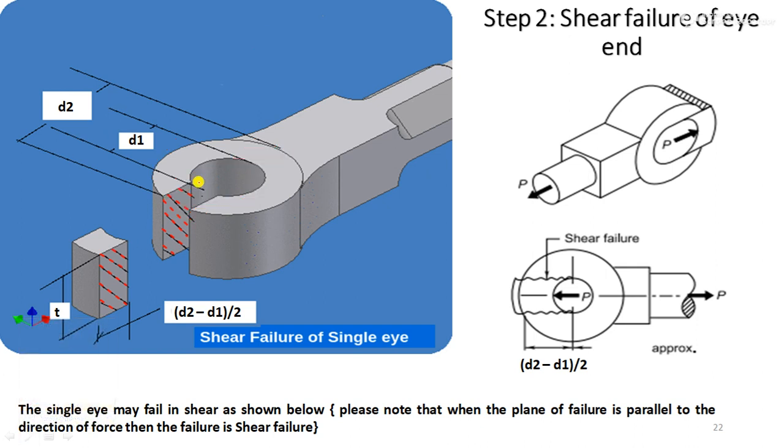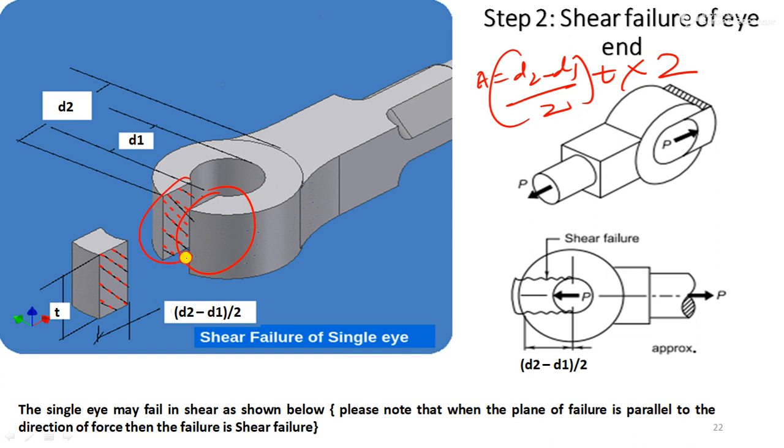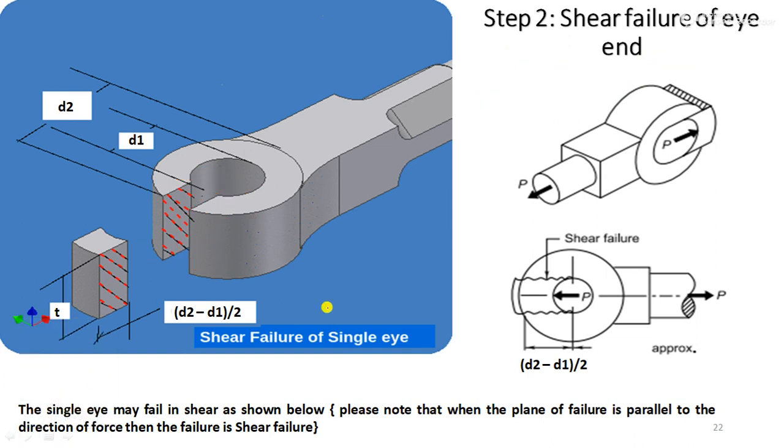I know this is slightly complicated. This plus this, forget about this hollow portion, is nothing but d2 minus d1. So I just want this half portion, d2 minus d1 by 2. And what is the height? Height means thickness t. So guys, what will be my area? Very simple. Area will be d2 minus d1 divided by 2, into t, multiplied by 2. Why 2? Because there are two areas resisting the shear failure. You can see here, it is also shown in this diagram. I hope it is clear to all of you.